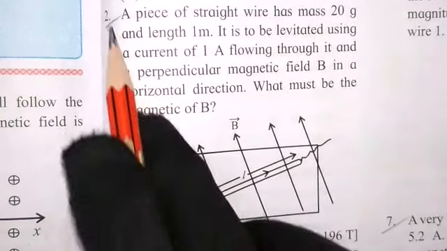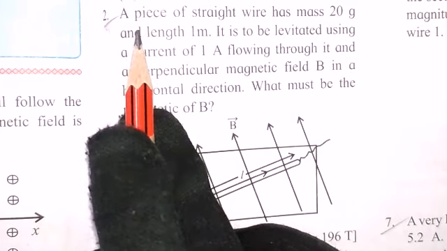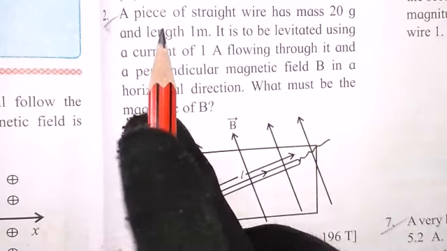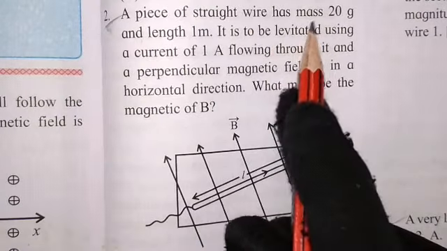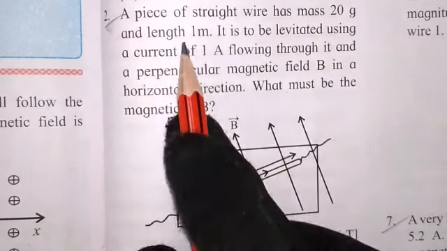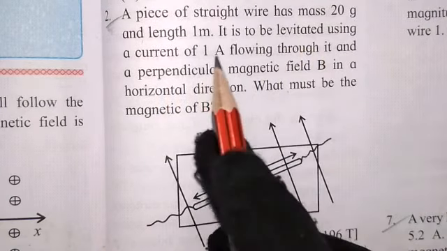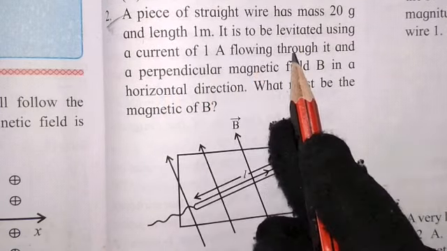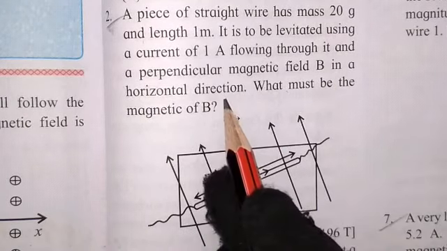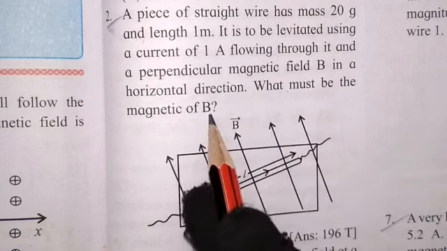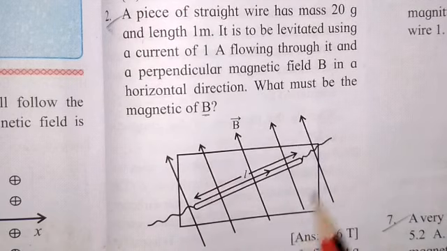So this is question number 2, and the first numerical of this chapter is given in your textbook on page number 249. A piece of straight wire has mass 20 gram and length 1 meter. It is to be levitated using a current of 1 ampere flowing through it and a perpendicular magnetic field B in a horizontal direction. What must be the magnetic field B? That means B is to be calculated, and here a diagram is given.